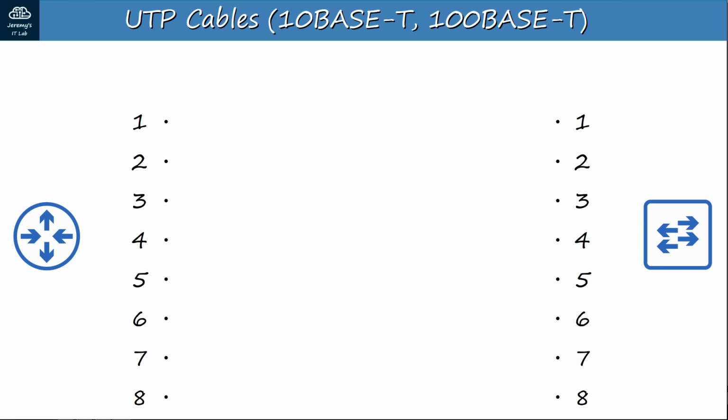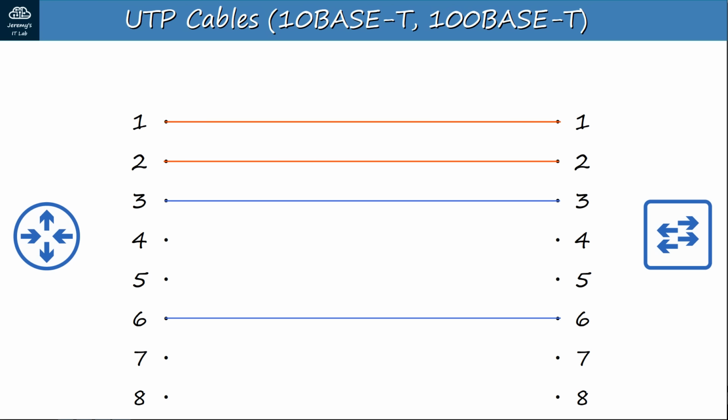Let's change the device on the left from a PC to a router. Just as a PC usually connects to a switch, a switch usually connects to a router. Once again, it's a fast Ethernet or 100 base T connection, so 2 pairs are used, 1 and 2, and 3 and 6. Now, which pairs on which side are used to transmit, and which are used to receive? Well, we know how a switch functions from the last slide. Pins 1 and 2 receive data, and pins 3 and 6 transmit data.